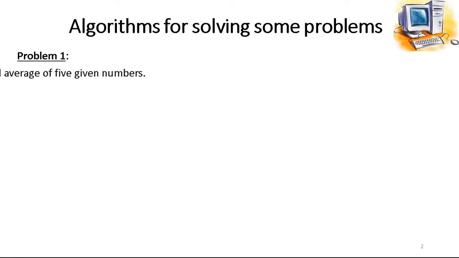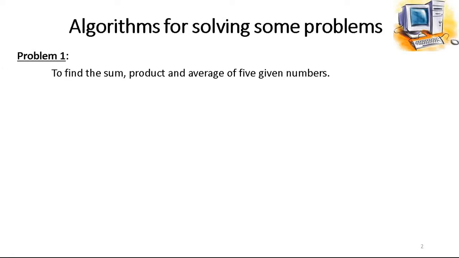Problem number 1 says to find the sum, product and average of 5 given numbers. This is the problem statement which will be given in the paper, and you have to figure out what is given as an input, what processing requirements they are asking for, and what should be the output of this problem whenever we are solving it. All such information can be retrieved from this problem statement.